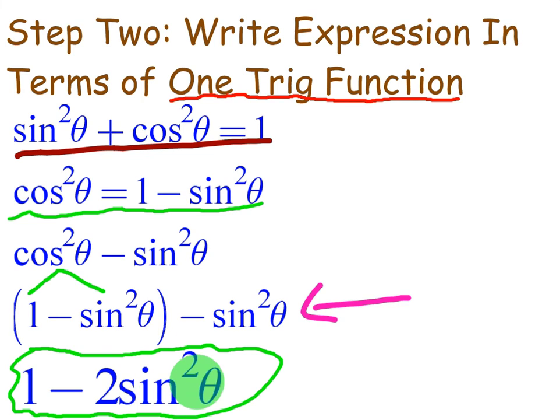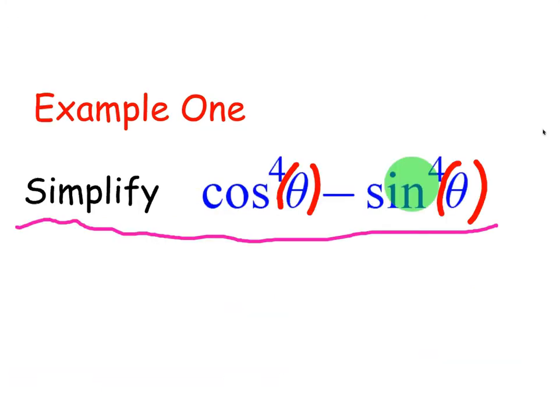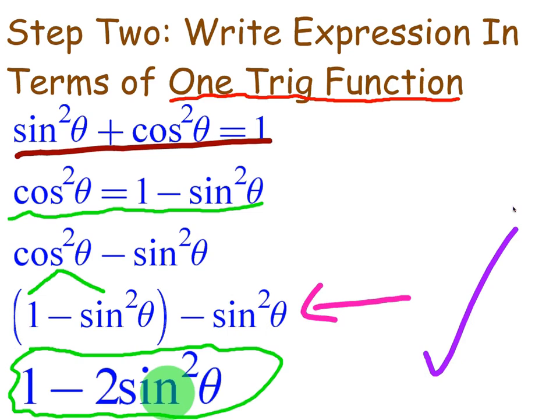And after I've done that, I have completed step 2. I've gotten everything in terms of one trig function. We can already see it's actually simpler than what we started out with. We had powers of 4. It was cosine to the 4th minus sine to the 4th. And now we have just a formula in terms of just one trig function. It's 1 minus 2 sine squared theta. So step 2 is complete.